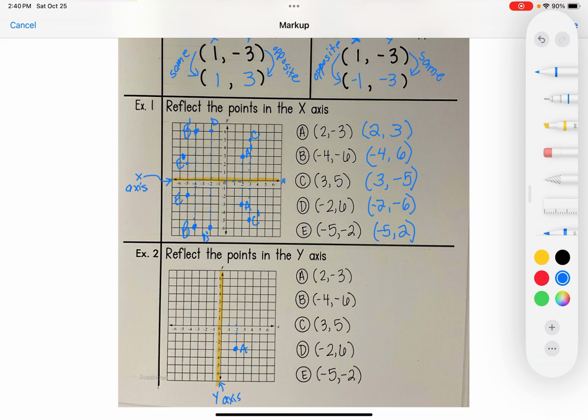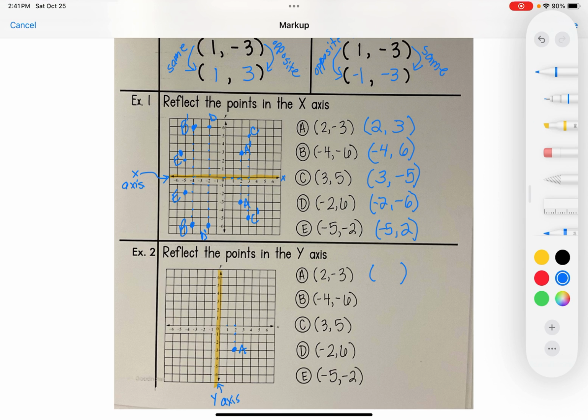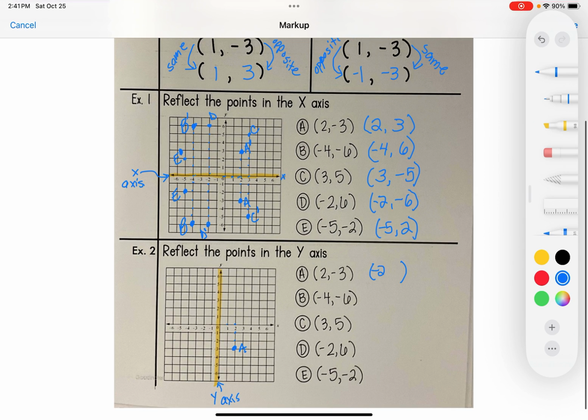So now I'm going over the Y-axis. So, since I'm going over the Y-axis, I'm going to make the X the opposite. So it's going to be negative 2, and I keep the Y the same, so it stays negative 3. So now I'm going to go 1, 2 to the left, 1, 2, 3 down, and I have A prime. So you can see how I went over the yellow line, over the Y-axis. I didn't go up into quadrant 1. I went from quadrant 4 to quadrant 3.